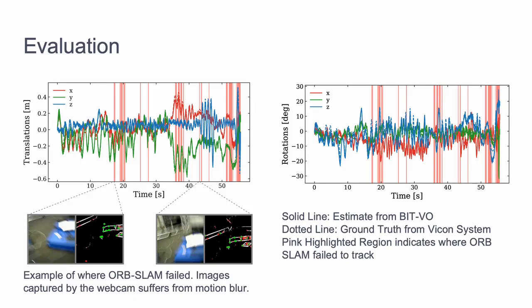We have compared our system against ORB-SLAM. Since it is not possible to operate SCAMP5 at a high frame rate while transferring all the pixel values, we have attached a webcam on the device to record the video. The red region indicates the cases where ORB-SLAM failed. As you can see, the webcam suffers significantly from motion blur, which our system is able to accurately track as we operate at much higher frame rate.